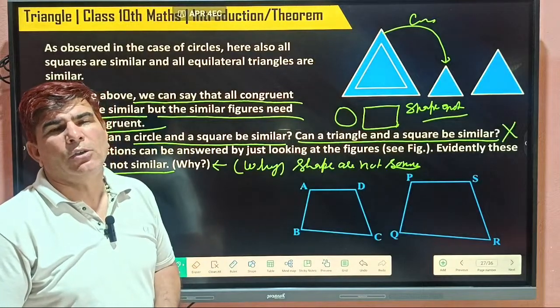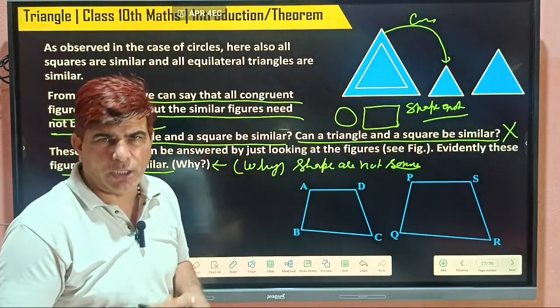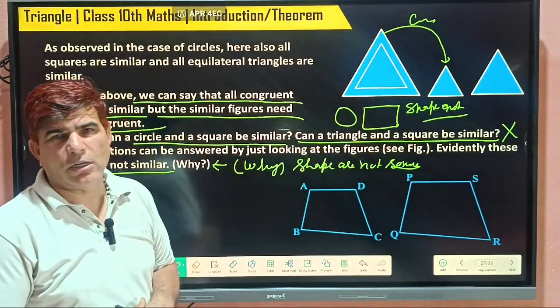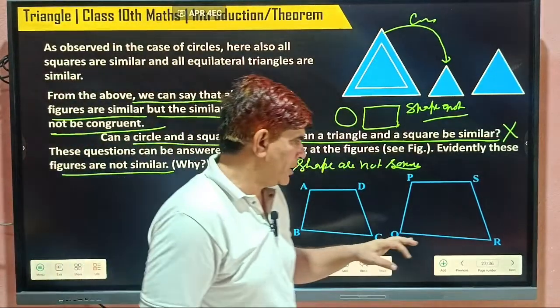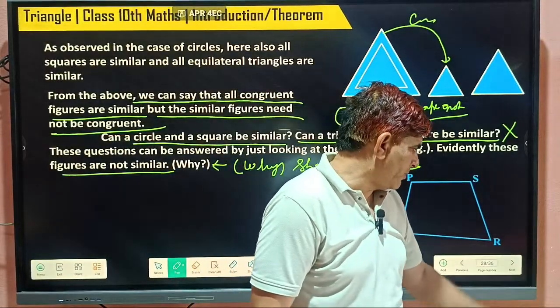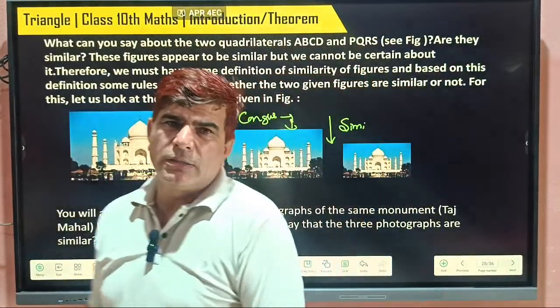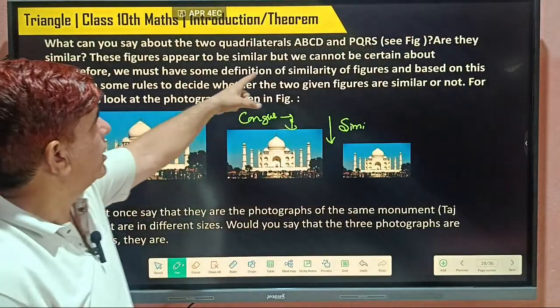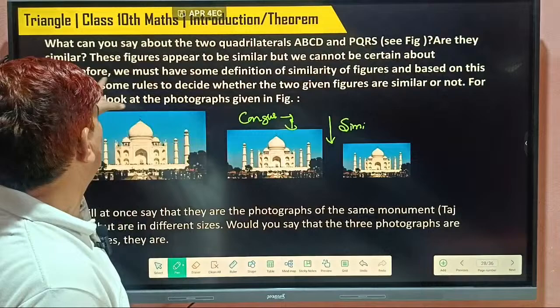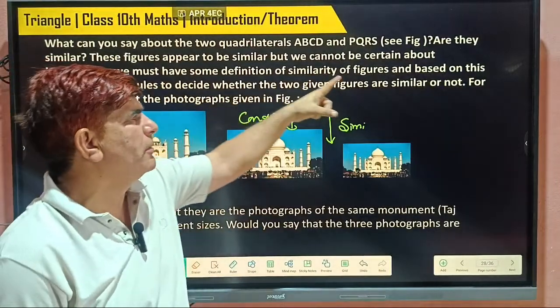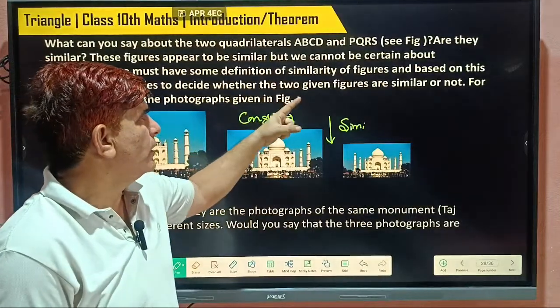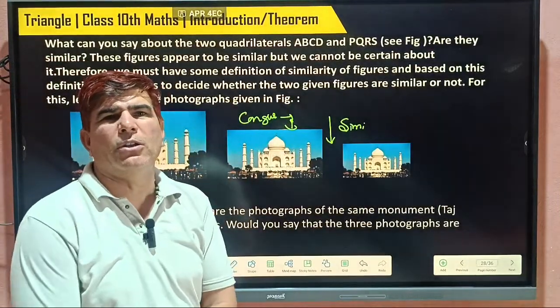We need more knowledge about these. We need knowledge about their sides also. So 100% we cannot say whether these are similar or not. And if not similar, definitely they are not congruent. These figures appear to be similar, but we cannot be certain about it. Therefore, we must have some definition of similarity of figures, and based on these definitions, some rules decide whether the two given figures are similar or not.